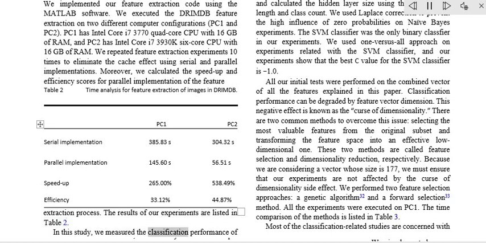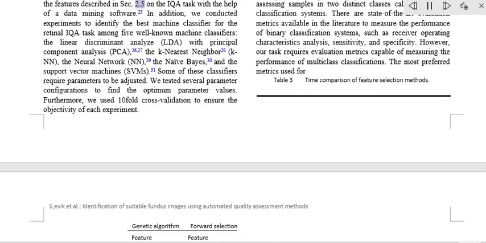In this study, we measured the classification performance of the features described in Section 2.5 on the IQA task with the help of data mining software. In addition, we conducted experiments to identify the best machine classifier for the retinal IQA task among 5 well-known machine classifiers: the Linear Discriminant Analysis, LDA, with Principal Component Analysis, PCA, the K-nearest neighbor, KNN, the Neural Network, NN, the Naive Bayes, and the Support Vector Machines, SVMs. Some of these classifiers require parameters to be adjusted. We tested several parameter configurations to find the optimum parameter values. Furthermore, we used 10-fold cross-validation to ensure the objectivity of each experiment.